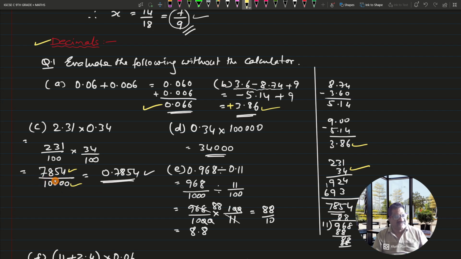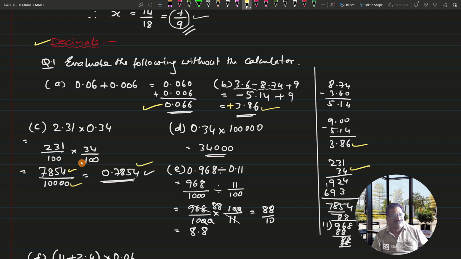And this 7854 upon 10,000, the decimal point will be shifting to the left, because there are four zeros in the denominator. In 10,000 there are 4 zeros, so the decimal point will be shifting 4 places. If it shifts 4 places, it will go 1, 2, 3 and 4. So the answer should be 0.7854, and that's your answer.